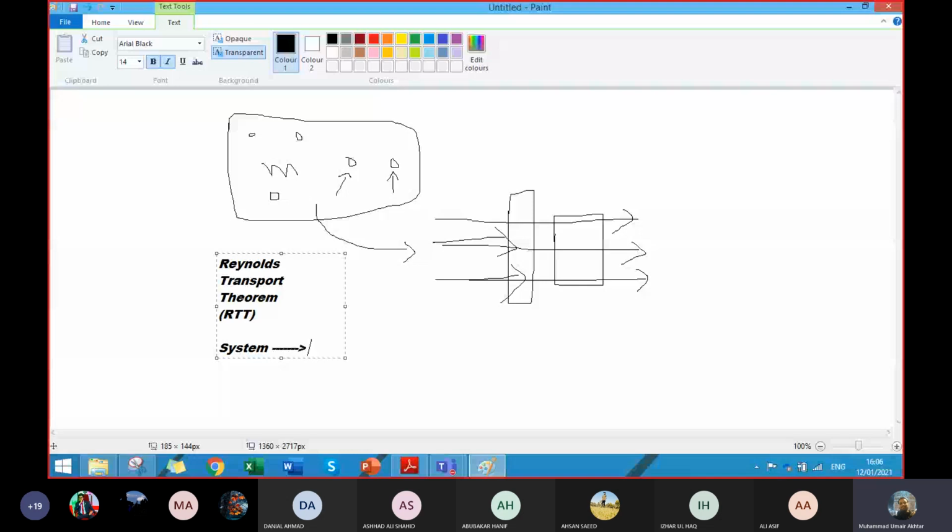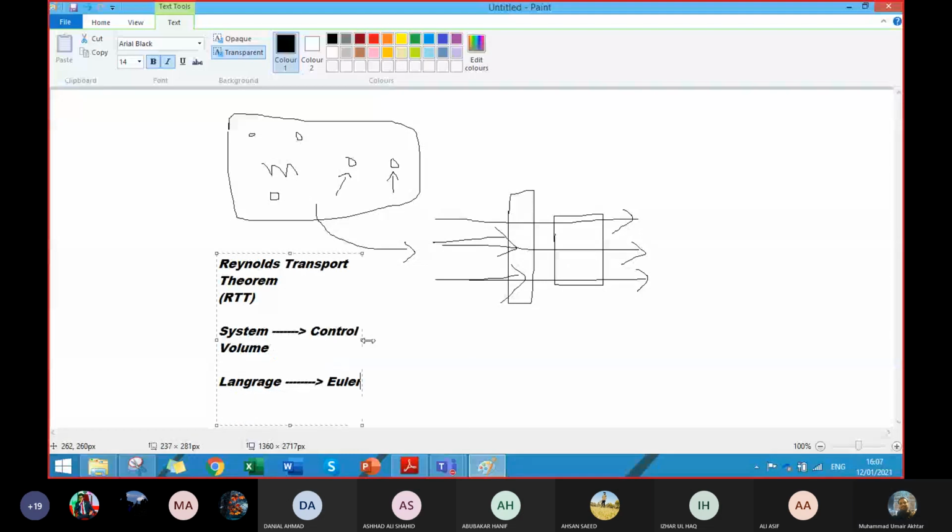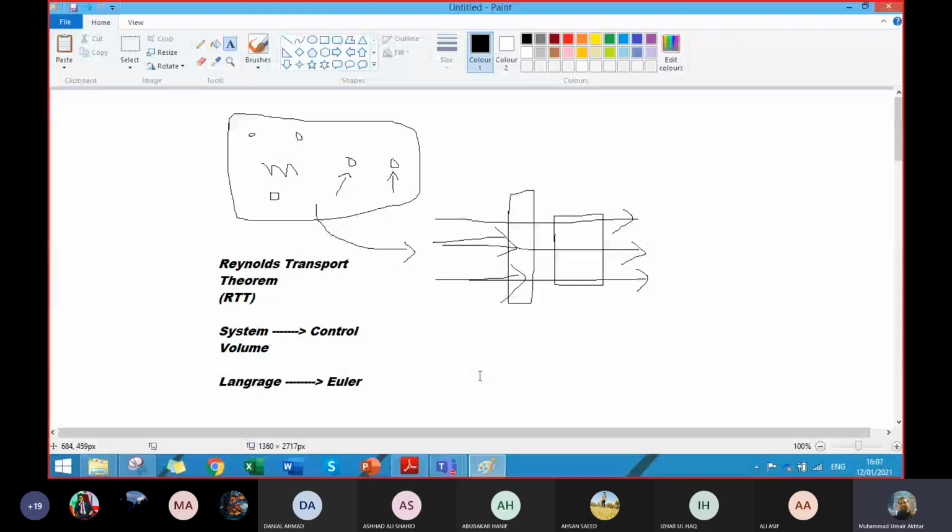control volume approach, or in other words, the Lagrange description to the Euler description. Is it clear? And the reverse is also possible. That is, the control volume approach could be converted to the system approach if we have knowledge of the Reynolds transport theorem, and the Euler approach could be converted into the Lagrange approach. System approach is the Lagrange approach, and the control volume approach is the Euler approach.